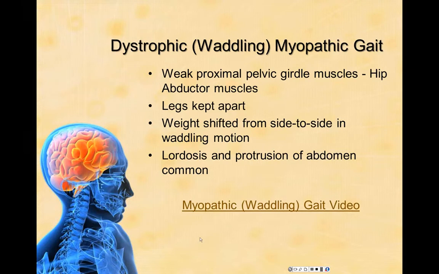The waddling or myopathic gait is common in patients with weak pelvic girdle muscles and hip abductor muscles. They have to keep their legs apart, and their weight is shifted from side to side in a waddling type motion. They also have a protrusion of their abdomen and a lordosis.